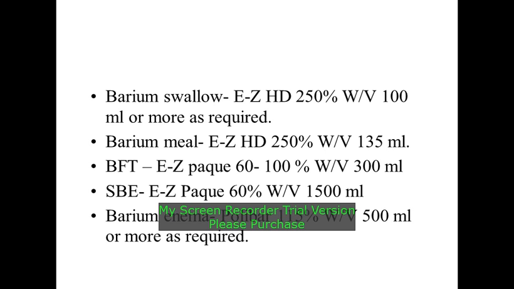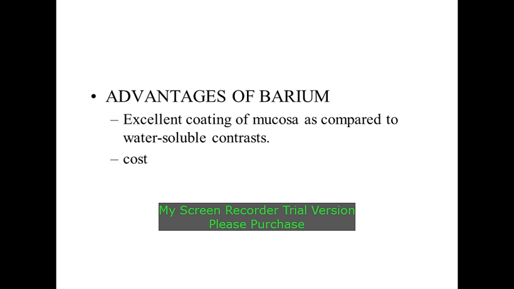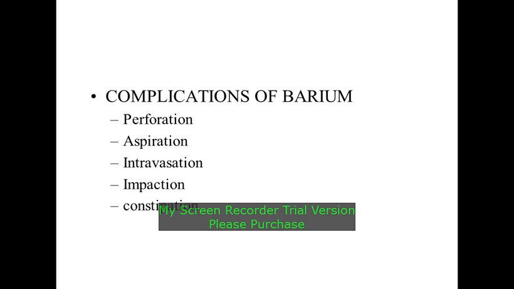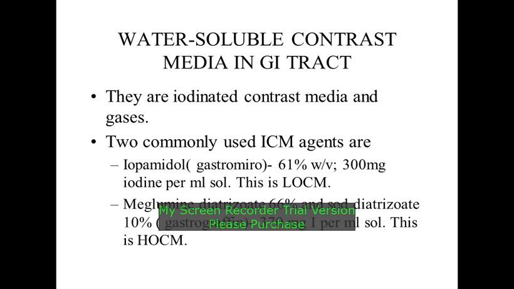Barium enema is at 150% weight per volume, 500 ml or more as required. Advantages of barium: excellent coating of mucosa as compared to water-soluble contrast, and its less cost. Disadvantages of barium: high morbidity when barium is spilled into the peritoneal cavity. Subsequent CT and ultrasound are very much more difficult after barium examination. Complications of barium: perforation, aspiration, intravasation, impaction, and constipation.